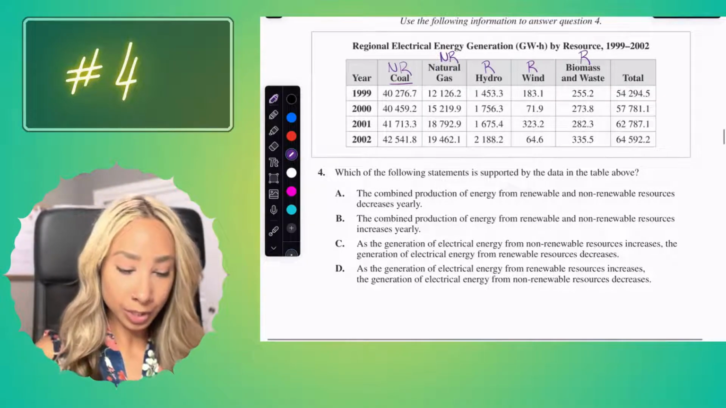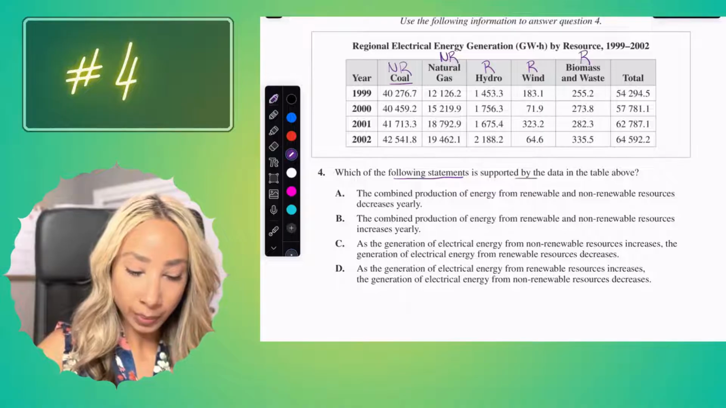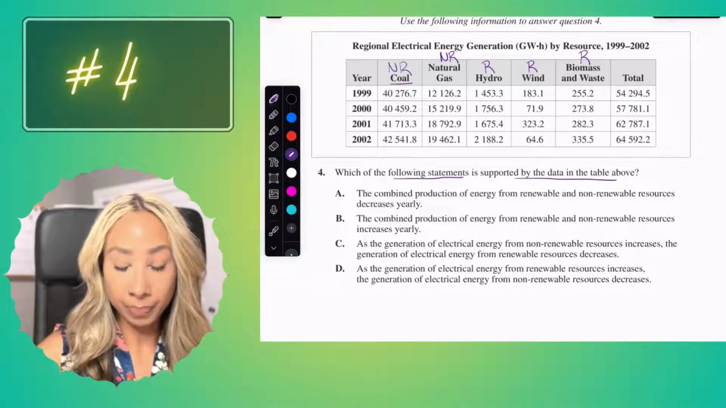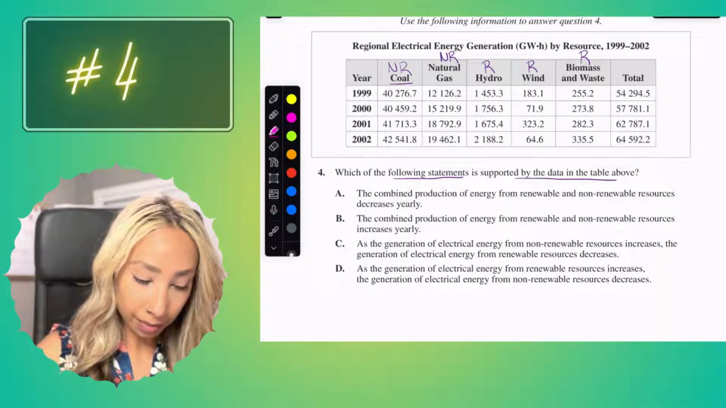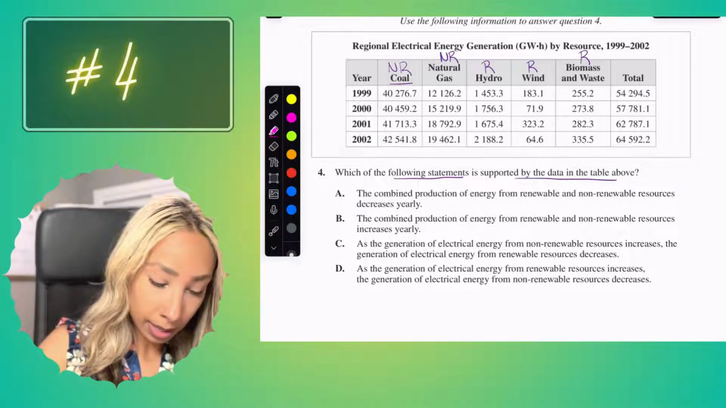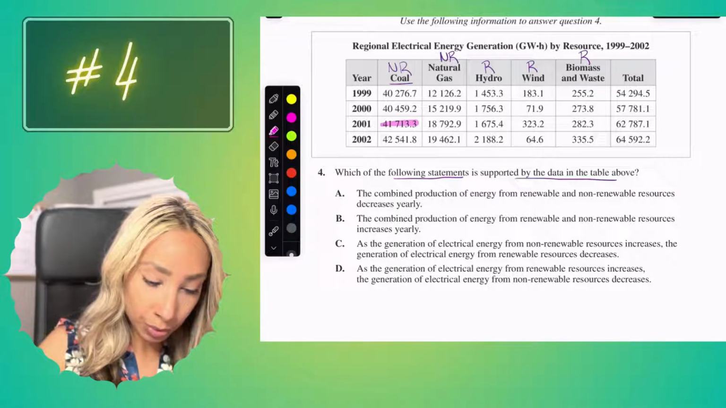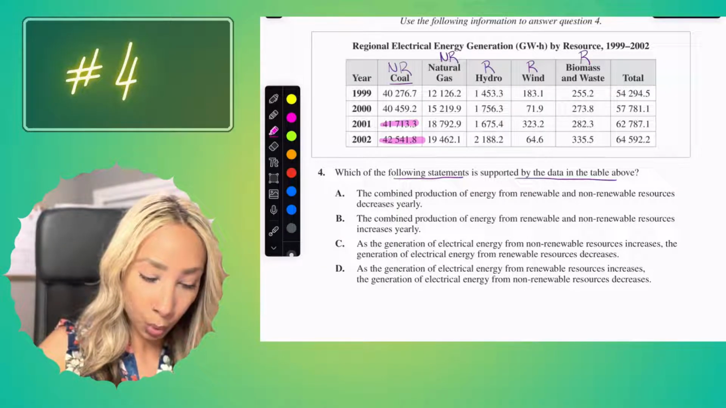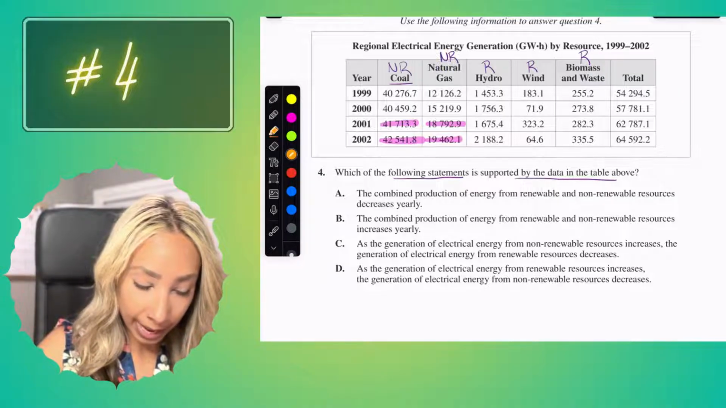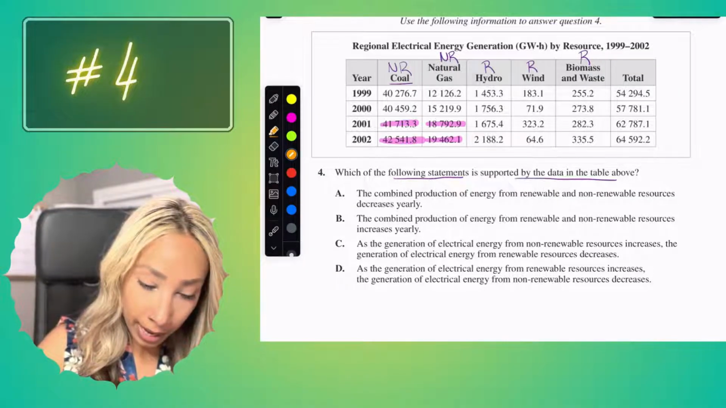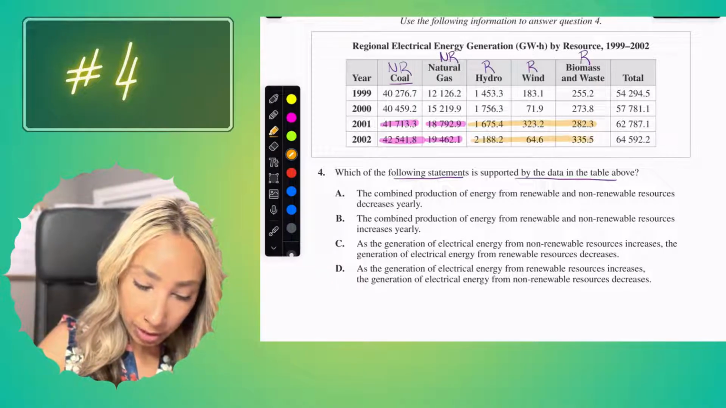So with that, what we need to do is decide which of the following statements is supported by the information in the table above. One thing that I'm noticing, right off the bat, is they started to use more coal. But I also noticed the same thing with natural gas. And then when I'm looking at our renewable resources, this does start to increase just as much.